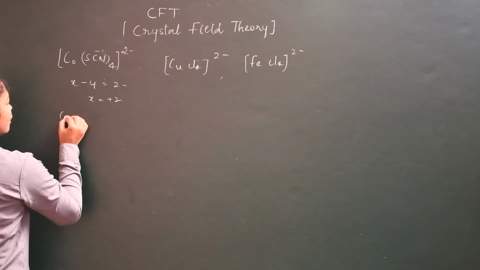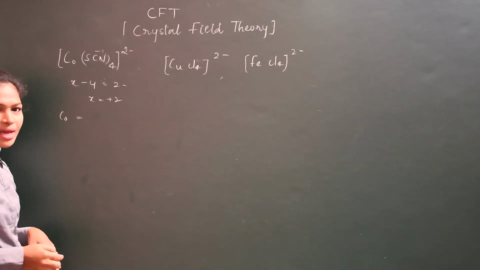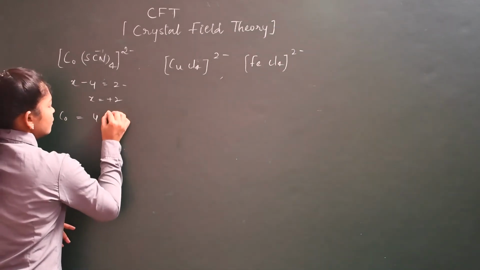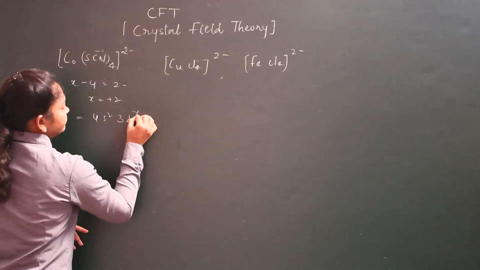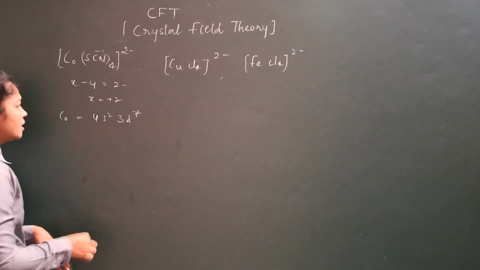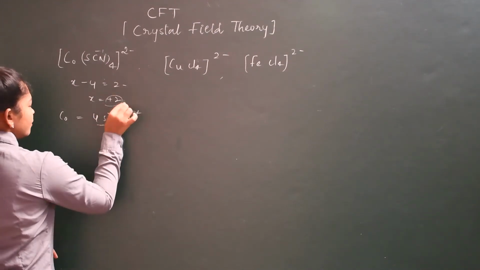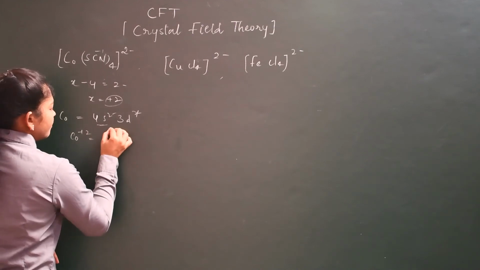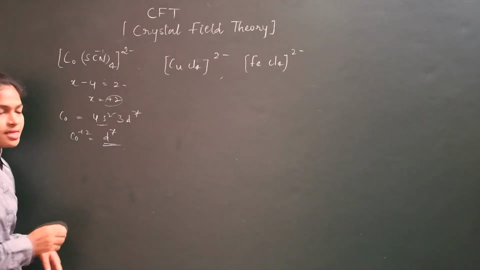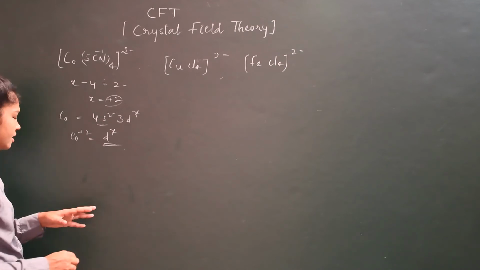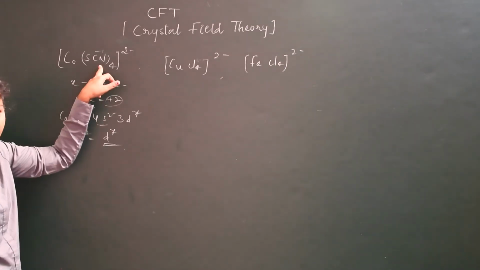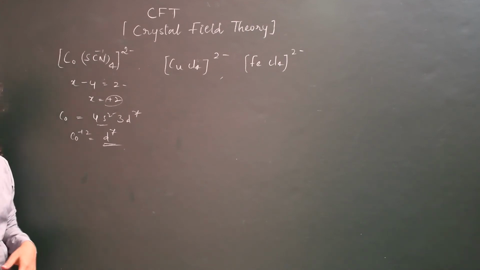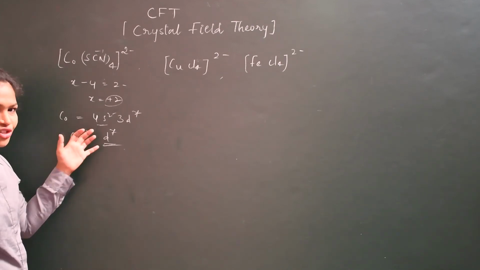Actually, in cobalt, what are the valence electrons that we have? Cobalt is 27, so the valence electrons will be 4s2 3d7. So plus 2 means these 2 electrons will go off, then Co plus 2 will be d7. It is a d7 system. This is a weak field. Weak field or strong field, this d7 system will be the same in tetrahedral geometry.